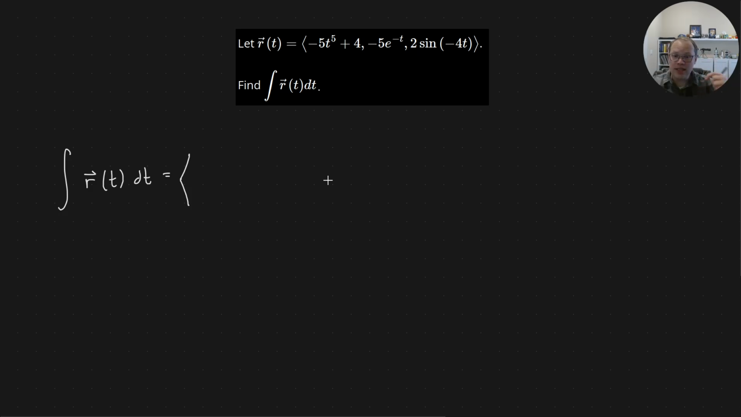To do that, we're going to take the indefinite integral of each component function. So I'm going to take the integral of my first function, negative 5t to the 5th plus 4. I'm going to take the integral of my second function, negative 5e to the negative t. And integrate my last function, 2 sine negative 4t.